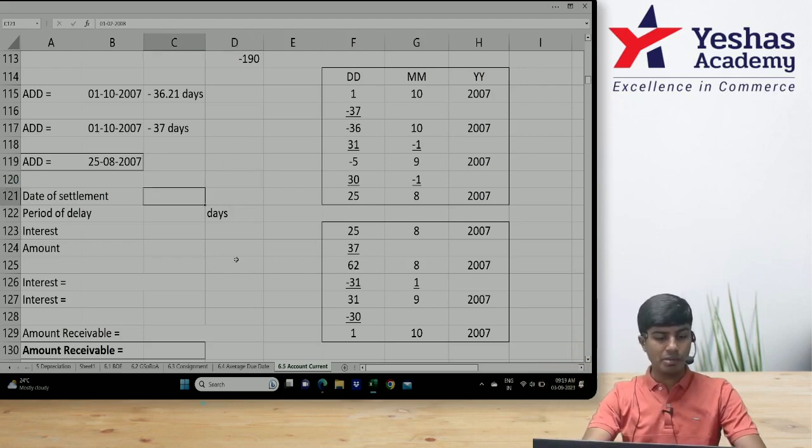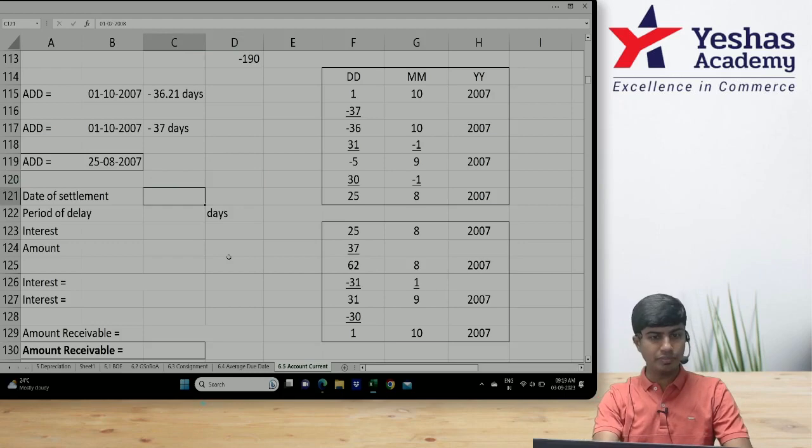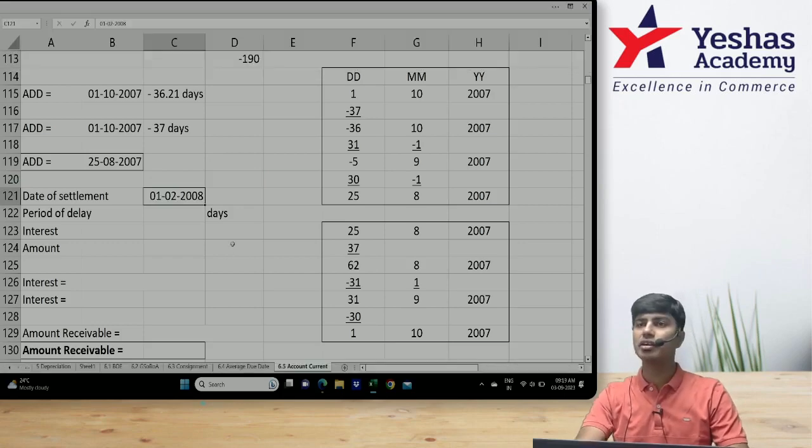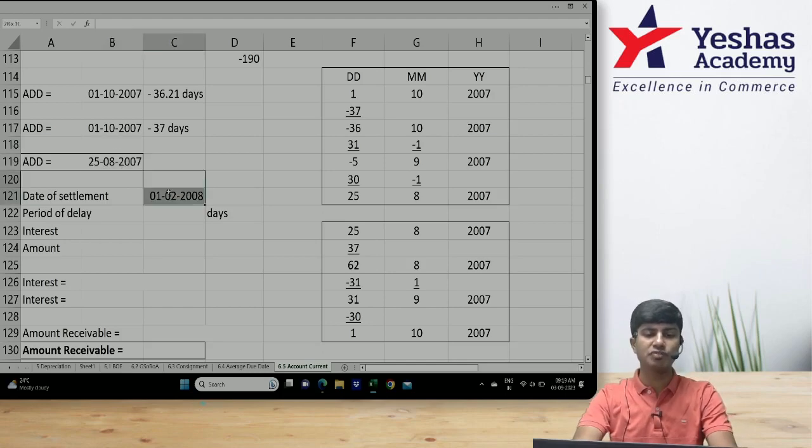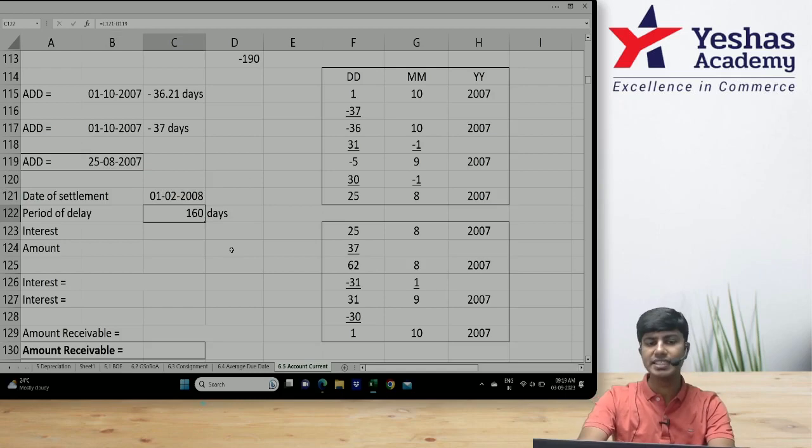Now, date of settlement, 1st of February. Compute the time period between 25th of August and 1st of February. How many days? 160 days. How? 31 days are there in August, 25 days are over, so 6 days in August. 30 days in September. 31 days in October. 30 days in November. 31 days in December. 31 days in January. 1 day in February.